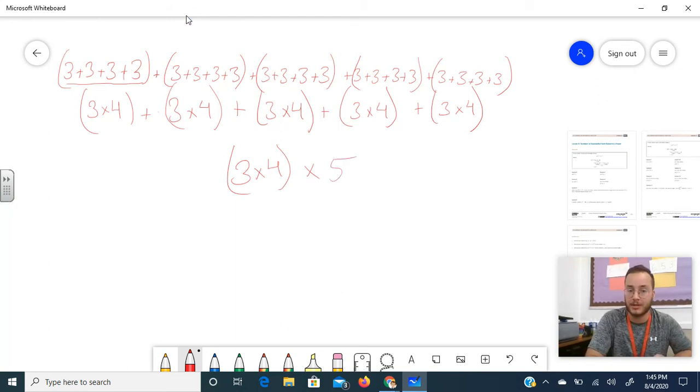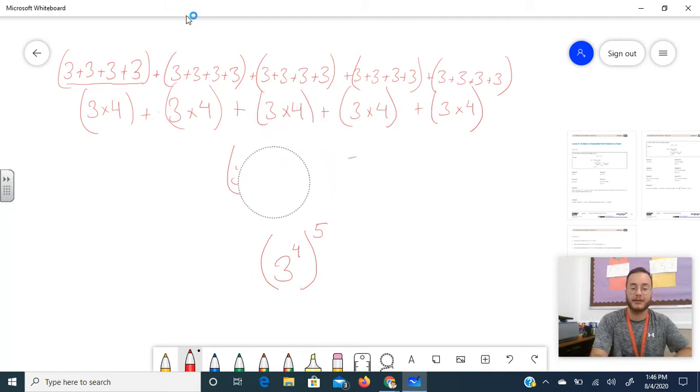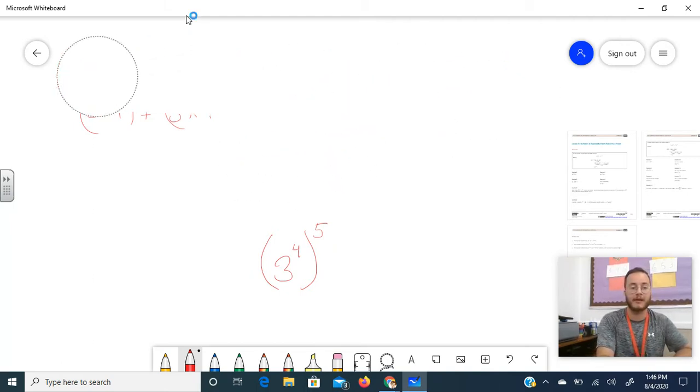And the reason I'm showing you this is because it is almost the same thing whenever you have something like 3 to the 4th power raised to the 5th power. Now it's going to look a little bit scary to you if you've never seen it before, and I don't think you have. So what does this mean? This is an exponential notation, 3 to the 4th power raised to the 5th power.